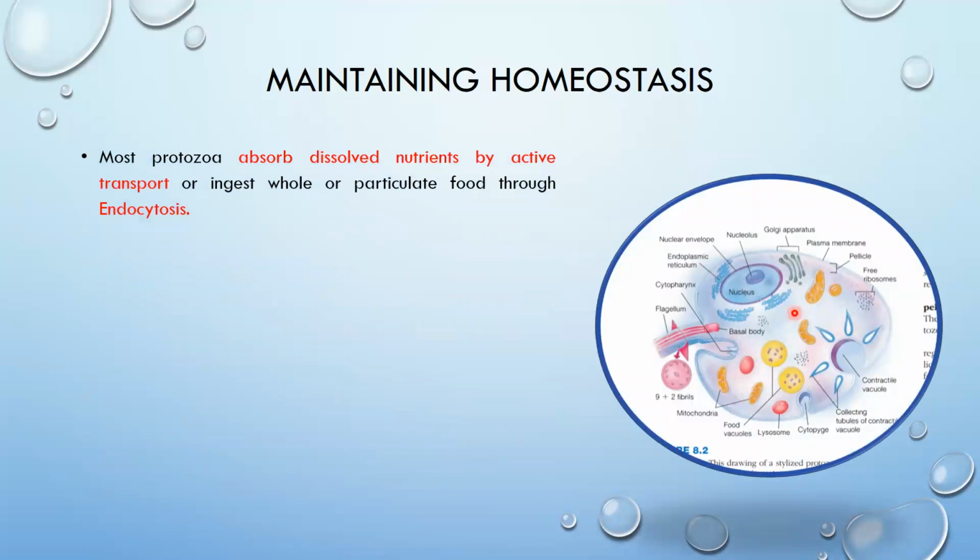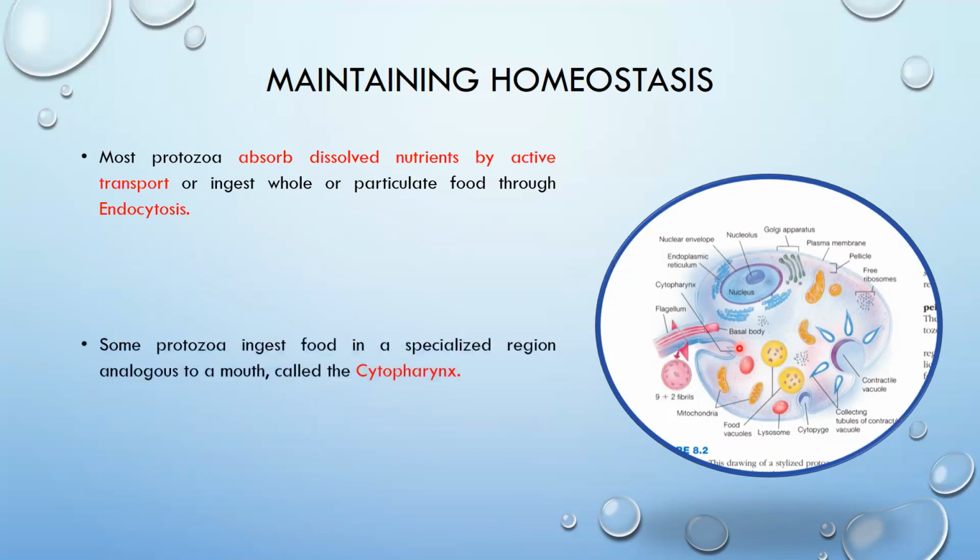Most protozoans absorb dissolved nutrients by active transport or ingest the whole food through endocytosis. So these are their modes of nutrition. Mostly by the process of active transport across their body, they absorb the nutrients, and in some cases, they ingest the whole food through the process of endocytosis.